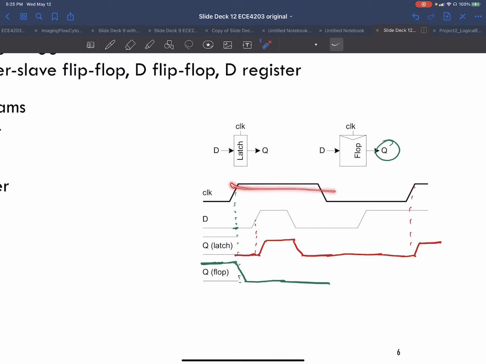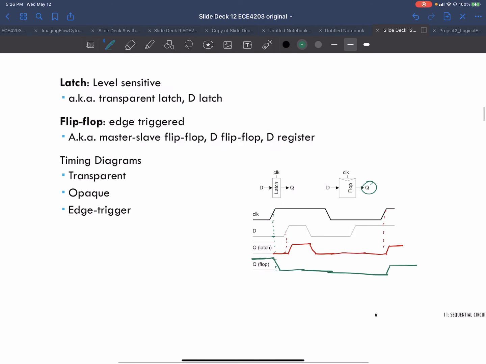here, here. It wouldn't care what D is doing. Here, it wouldn't care what it's doing. It would just look at this edge and see, okay, D went high over there or is high, and then its output would go high. So that's the difference between those things: flip-flops are edge triggered and latches are level triggered. And as we'll see, that will cause some significant differences in how you use those two.